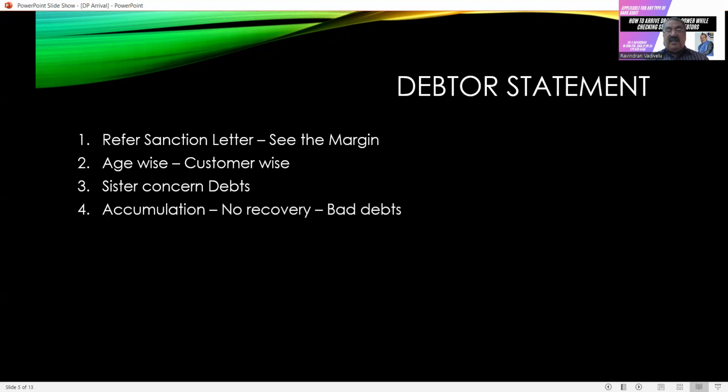And next one is, if there is an accumulation of the debtors and the auditor feels that there is no recovery and all those debtors have become bad debts, all these reasons have to be analyzed by the auditor with reference to drawing power.